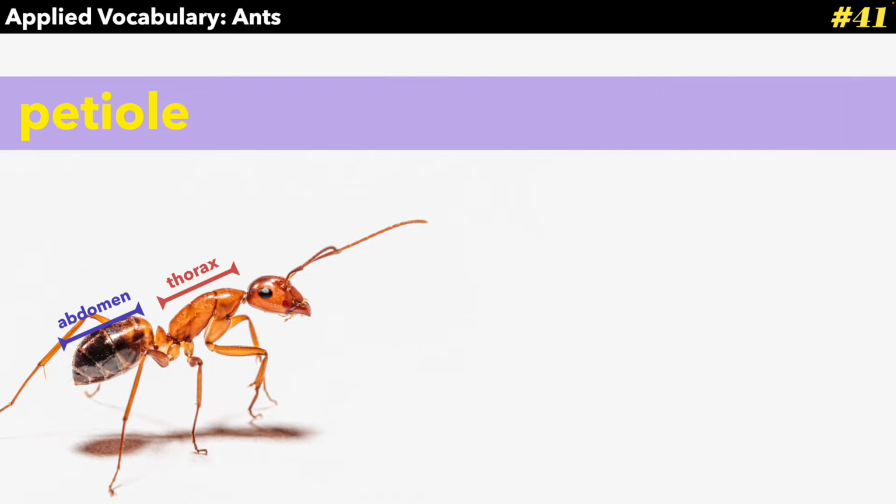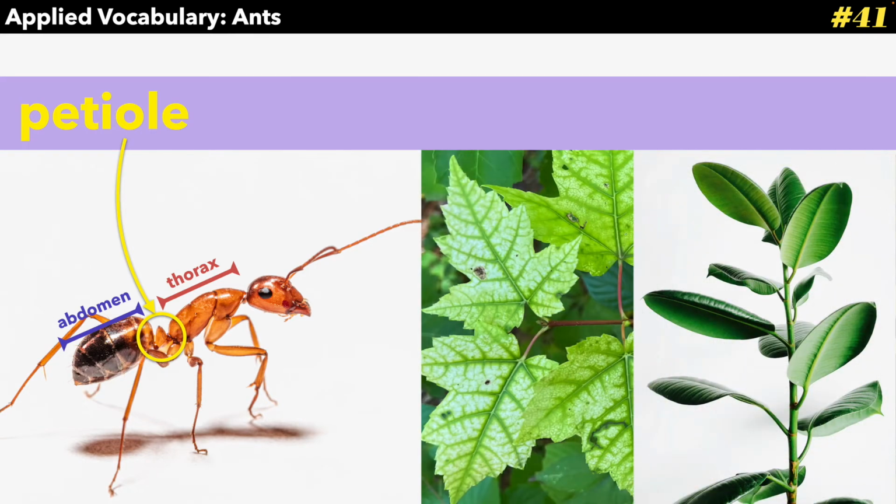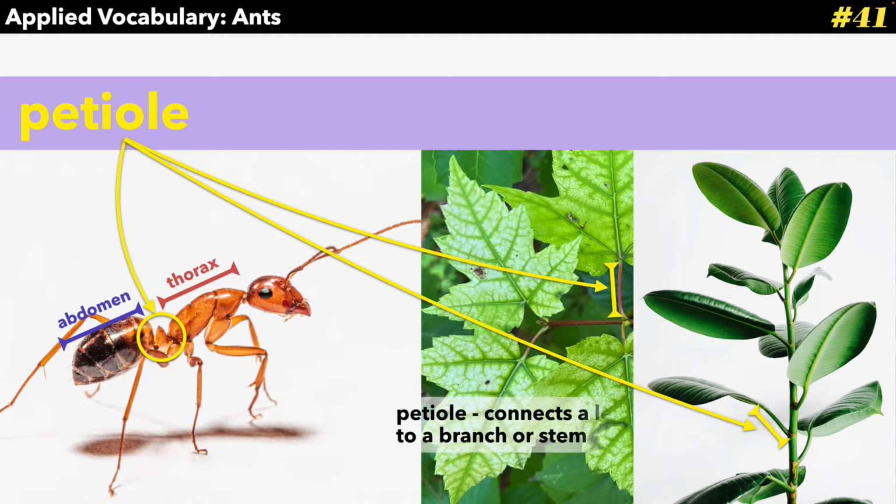Next up is the petiole. The petiole is this tiny little section in between the abdomen and thorax. And of course, we don't have one of those, but something else does. Plants have petioles. The petioles are the thing that connects a leaf to a branch or a stem. And it kind of looks like it on an ant, too. Petiole.